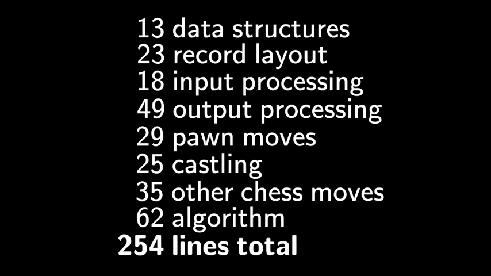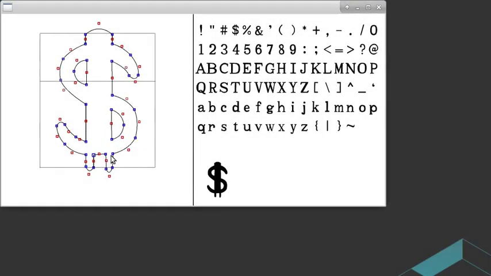The source code is compact at 254 lines total, and these are Forth lines at most 64 bytes long, comprising 13 lines of fundamental data structures, 23 lines of record layout for nodes of the game tree, 18 lines of input processing, 49 lines of output processing, 29 lines of pawn moves, 25 lines of castling, 35 lines of other chess moves, and 62 lines remaining representing the algorithm.